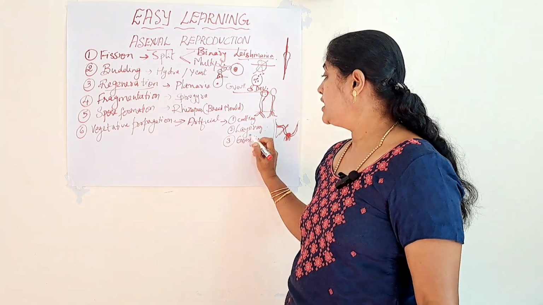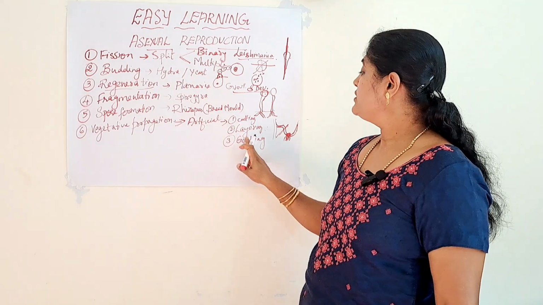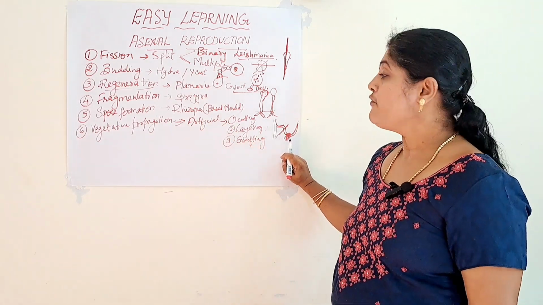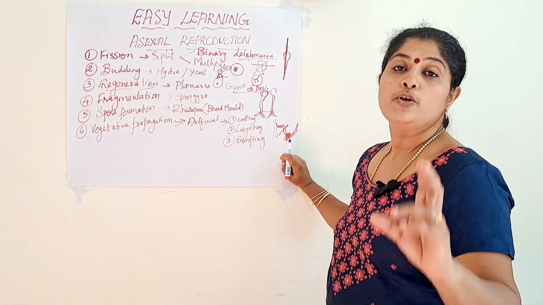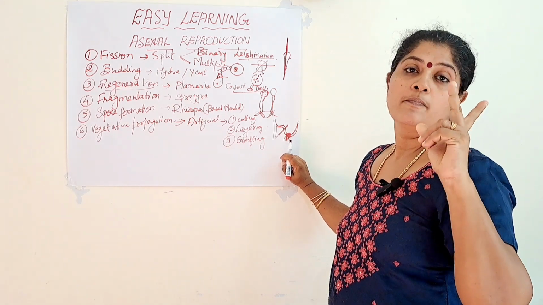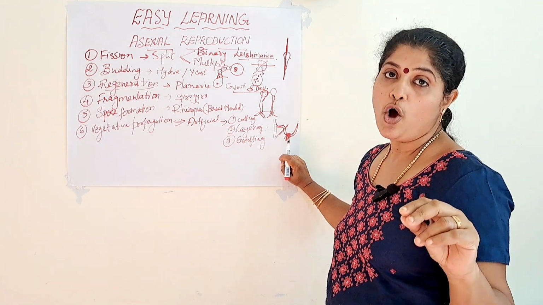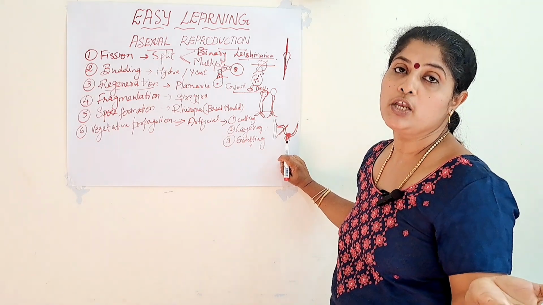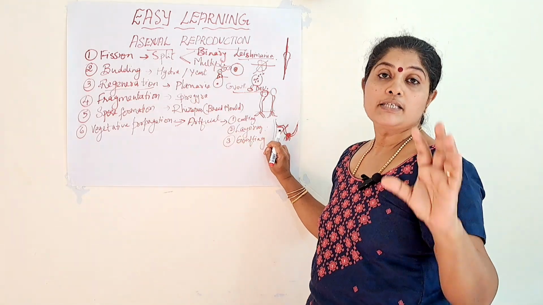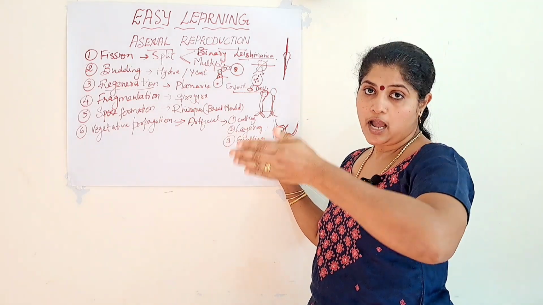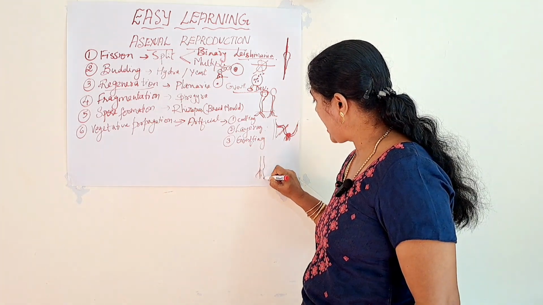So, here the third method of artificial propagation is grafting. Grafting means the process of artificial vegetative propagation in which the cut stems of two plants are attached or joined, and then they grow into a new plant. For example, we are cutting a plant, and this part is the one which is having the root.